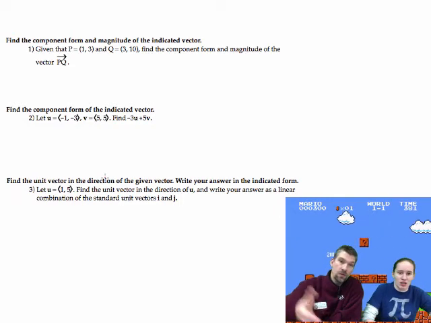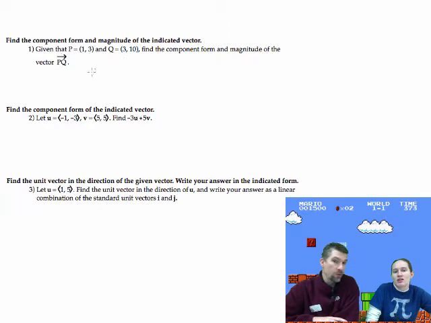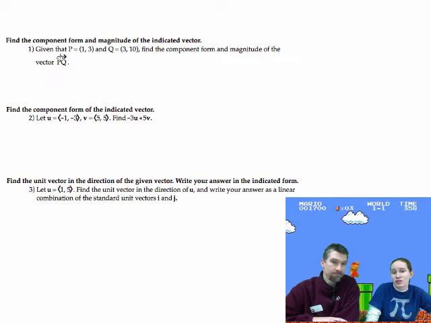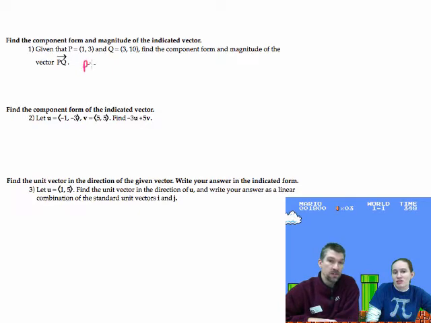Okay, let's dive in. So you've got a vector, you've got a point. P is the point (1, 3), Q is the point (3, 10). Find the component form and magnitude, and specifically for PQ, from P to Q. Because that matters, actually. Start and stop is pretty important on this.